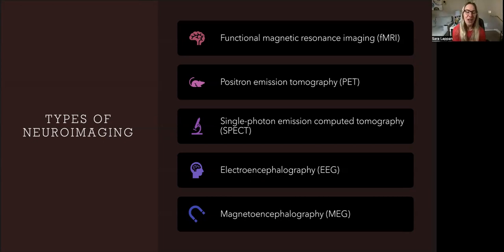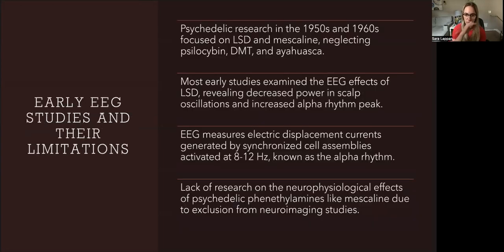electroencephalography, an EEG, and then magnetoencephalography, MEG. EEGs and MEGs are least commonly used. EEGs were historically used because I believe that they preceded fMRIs. As you may be familiar, the F in fMRI is not always used. MRIs are just magnetic resonance imaging, but functional magnetic resonance imaging is what is commonly used now.